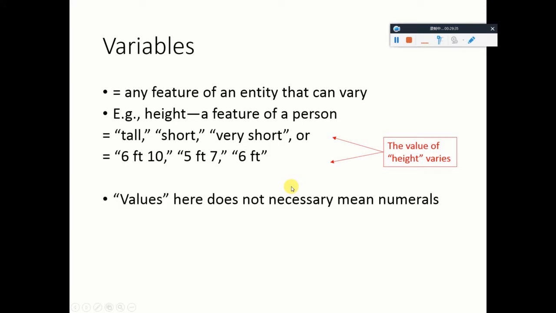Right, so as I said, values are not equal to numerals, right? Rather, it really refers to anything. It can be words, it can be terms, it can be phrases, it can be numbers, it can be any other means you can think of that describes the temporary state of an entity, right?